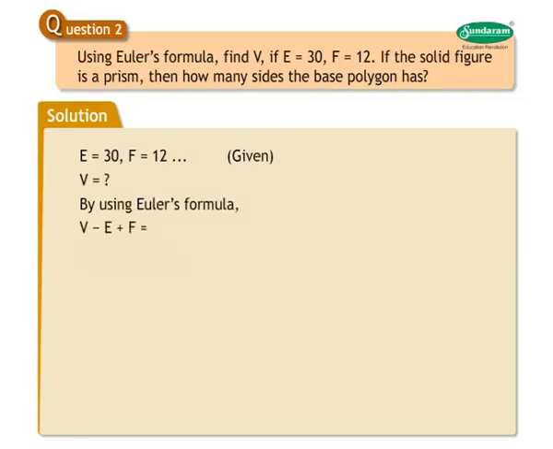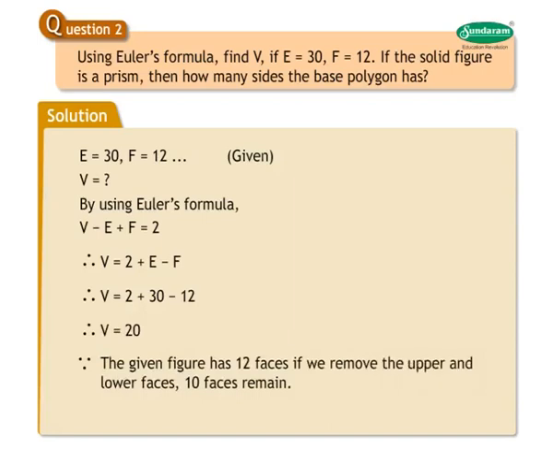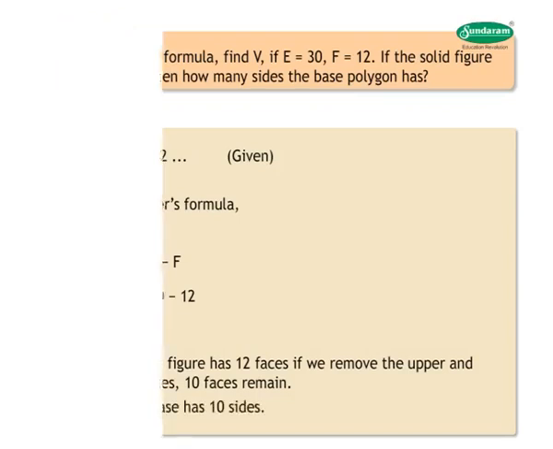V minus E plus F is equal to 2. Therefore, V is equal to 2 plus E minus F. By substituting the values of E and F, we get V is equal to 2 plus 30 minus 12. V is equal to 20. Since the given figure has 12 faces, if we remove the upper and lower faces, 10 faces remain. Hence, the base has 10 sides.